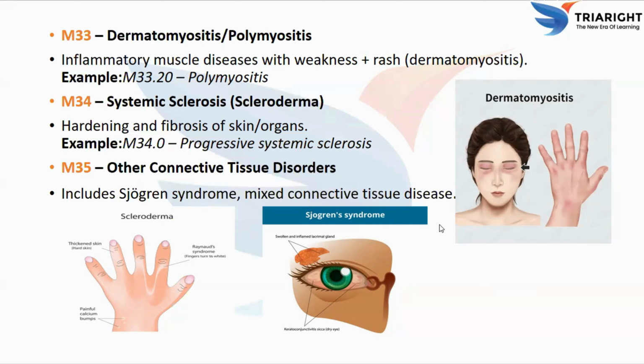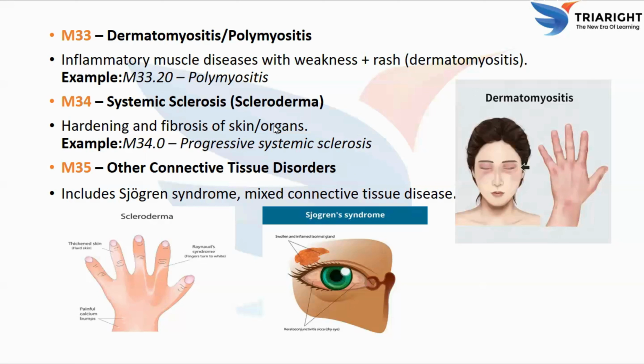In the picture you can clearly see on the right side a classic purple rash on the eyelids called heliotrope rash, and this hand image shows the Gottron papules, which are pink or purple bumps on the knuckles. What is the example for this one? M33.20. It describes polymyositis. So you have to assign this M33.20 ICD-10-CM code for polymyositis.